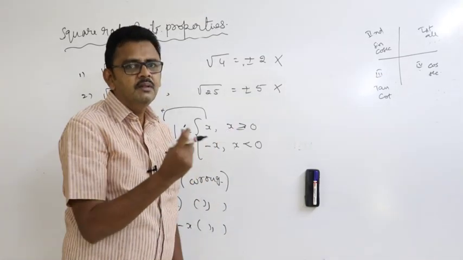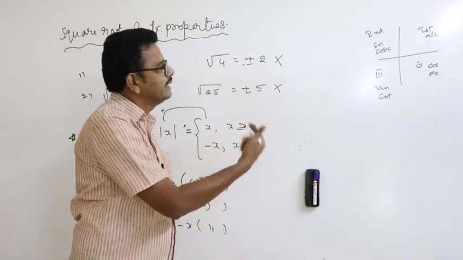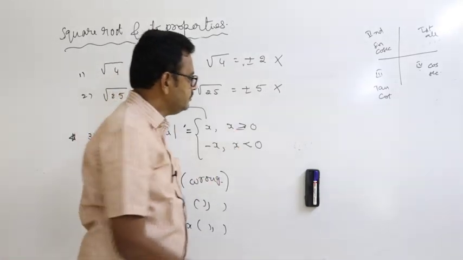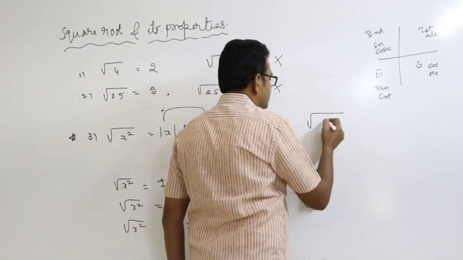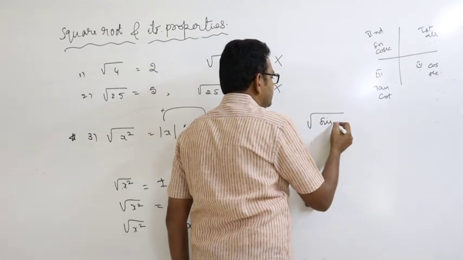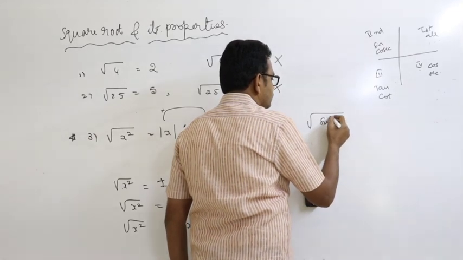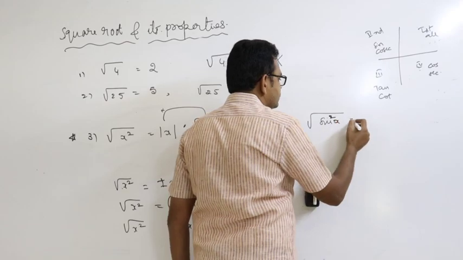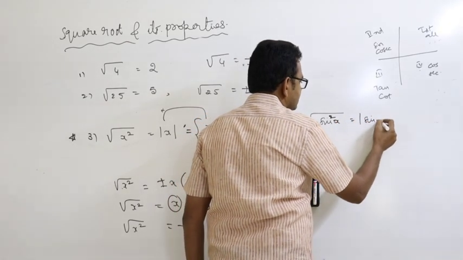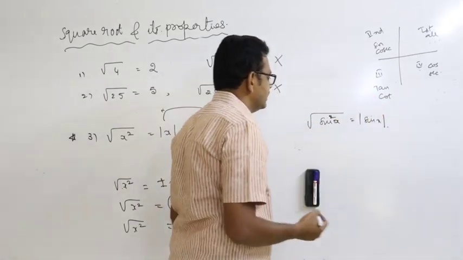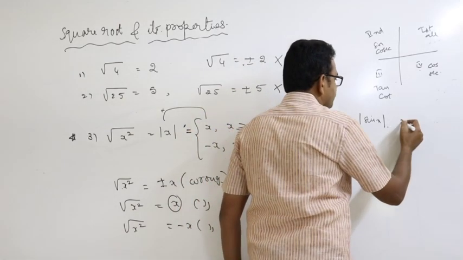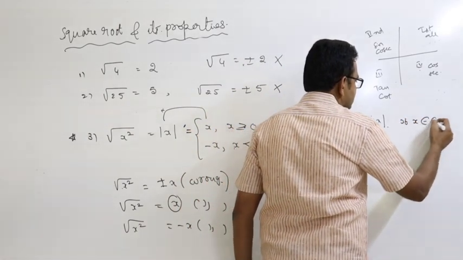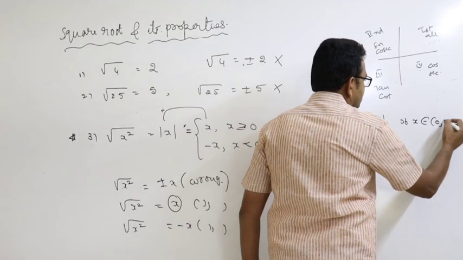So just discuss this 10th model. Root of x square is equal to root of sine square x, which is equal to what? Mod of sine x. Suppose x belongs to 0, pi.